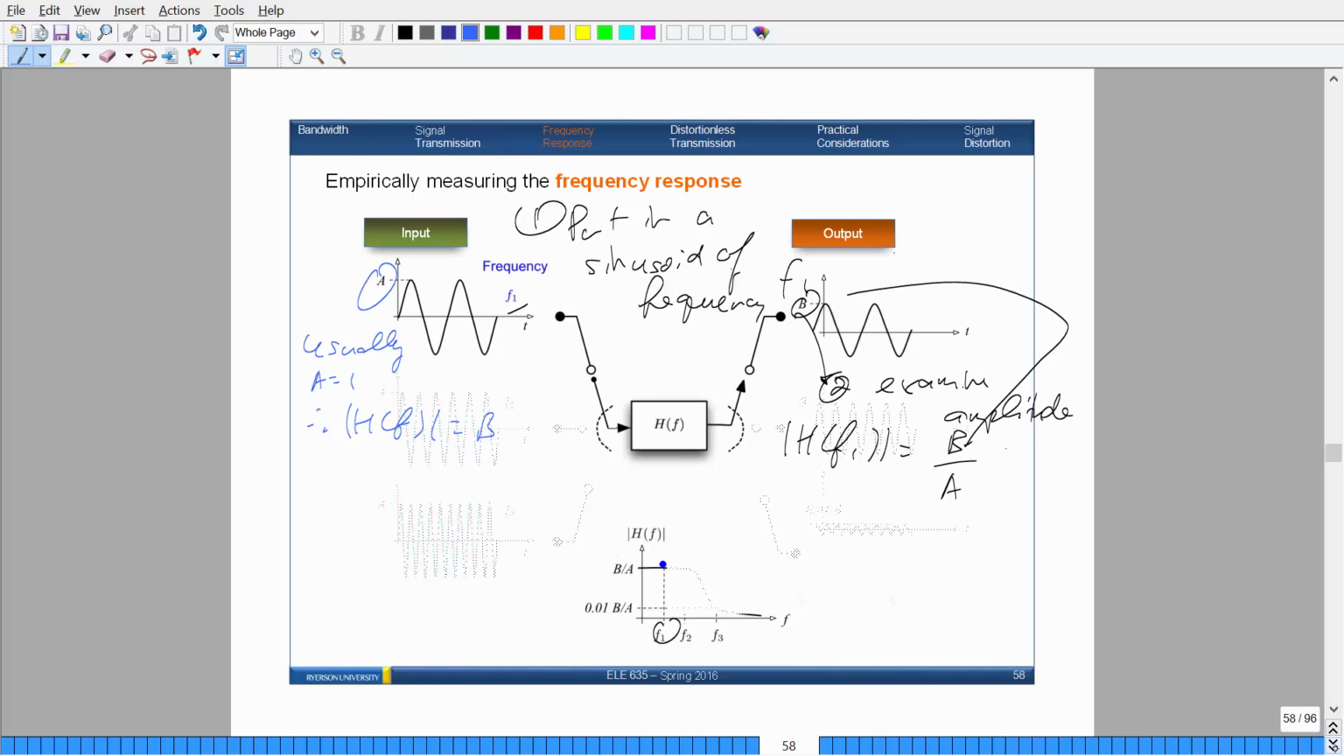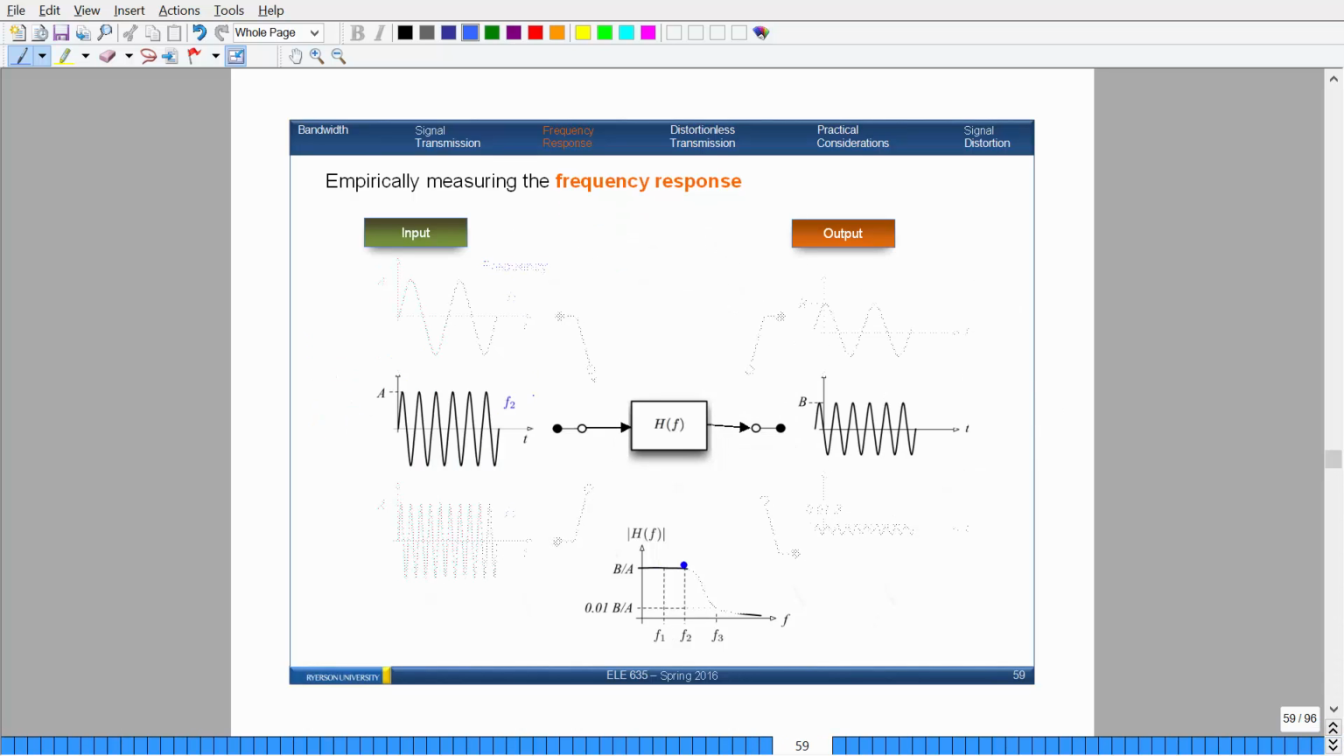Then you do it again for another frequency. Let's try it for F2. F2 is another frequency that is larger than the first one you set. You have a dial on your function generator, and you keep increasing the frequency, look at what the magnitude is, increase the frequency again, look at the magnitude, and keep doing that until you see there's no output, or the magnitude is quite small. Then you plot all those points together and you're good to go.